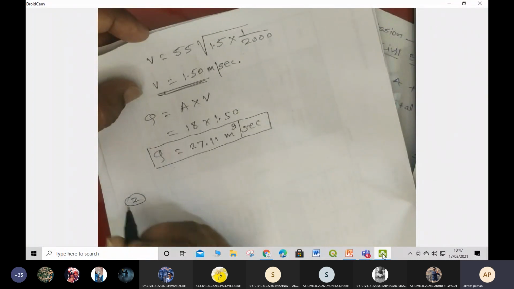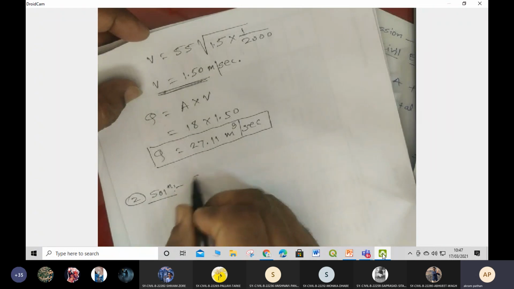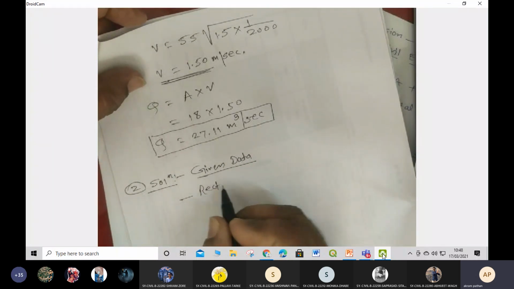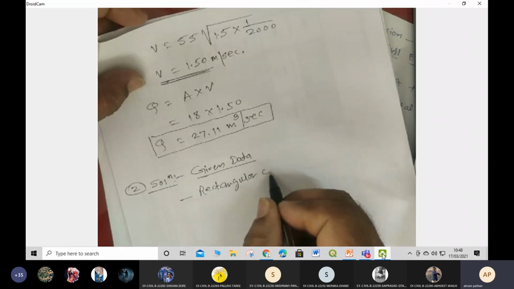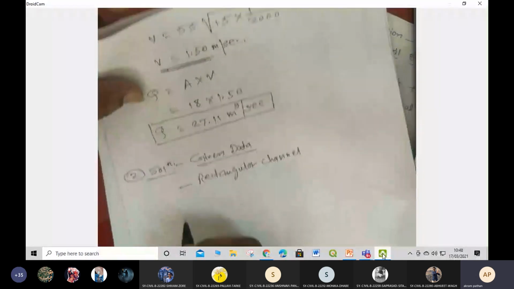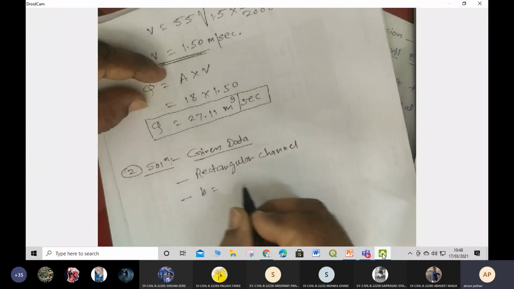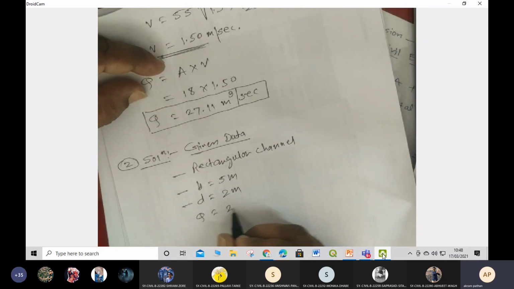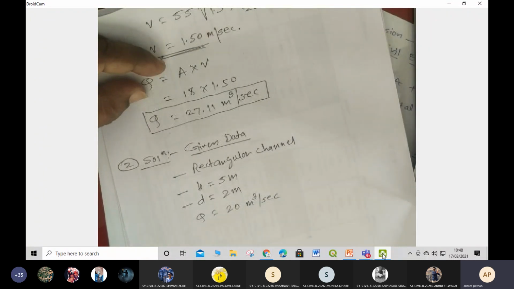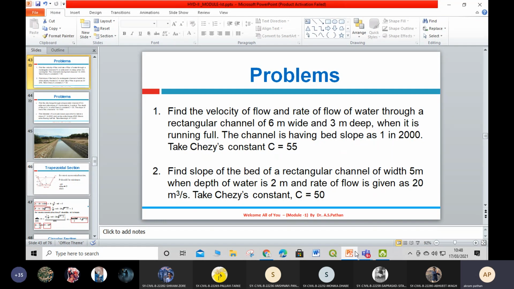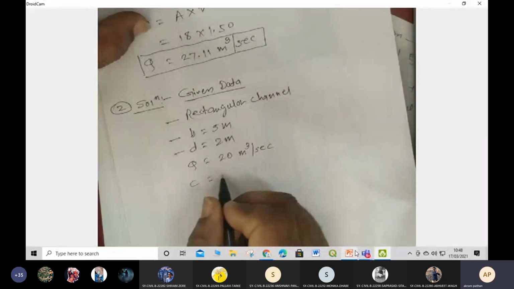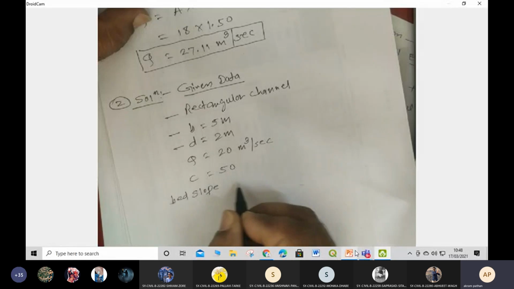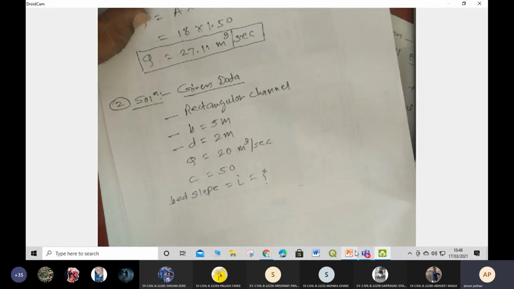So solution for the second problem. First, write down the given data. Rectangular channel is given and we have to find out the slope of the rectangular channel. Then the width is given B, 5 meter, and depth is given 2 meter. Discharge is given, that is 20 meter cube per second. Chezy's constant is also given. Chezy's constant C is equal to 50, and it is asked to find bed slope. Bed slope of the channel, that is I, what should be the slope of the channel?